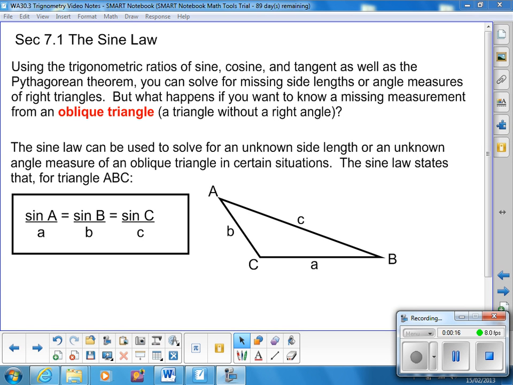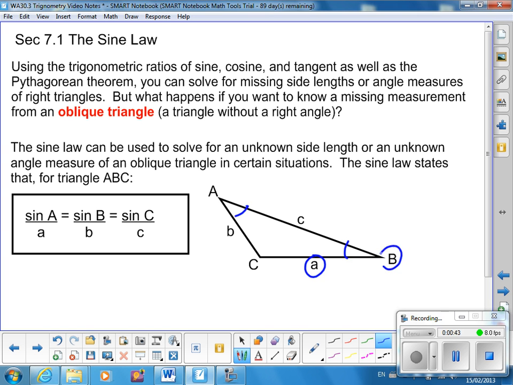But what happens if you know a missing measurement from an oblique triangle, a triangle without a right angle? Sine law can be used to solve for unknown sides or unknown angle measurements of oblique triangles in certain situations. The sine law states for triangle ABC, sine A divided by a, so the sine of this angle divided by this side, is equal to the sine of angle B divided by side b, and it's also equal to the sine of angle C divided by the length of c.